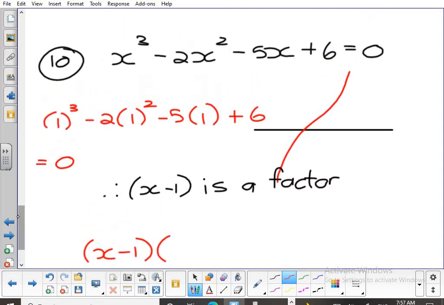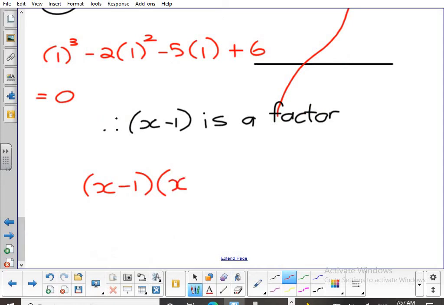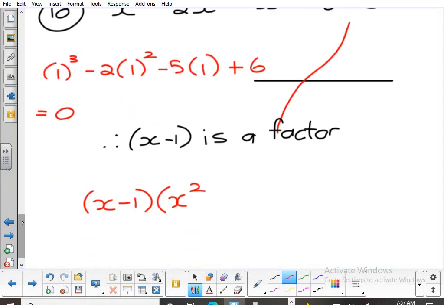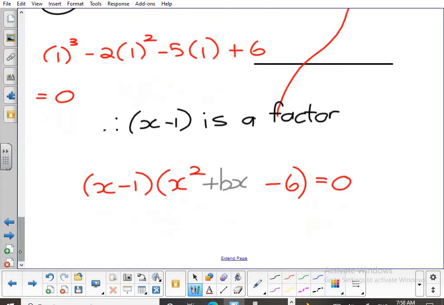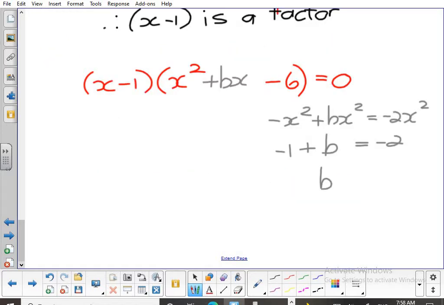With what should I multiply x to get to x cubed? The answer is x squared. With what should I multiply -1 to get to positive 6? And the answer here is -6. Remember, you're equal to 0. Now I've got here bx in the middle. So I'm going to get minus x squared plus bx squared equals, what should it equal to? Minus 2x squared. And then the x's fall away, so I've got minus 1 plus b is -2, which means b is -1, which means I can take this out there and write in -x.